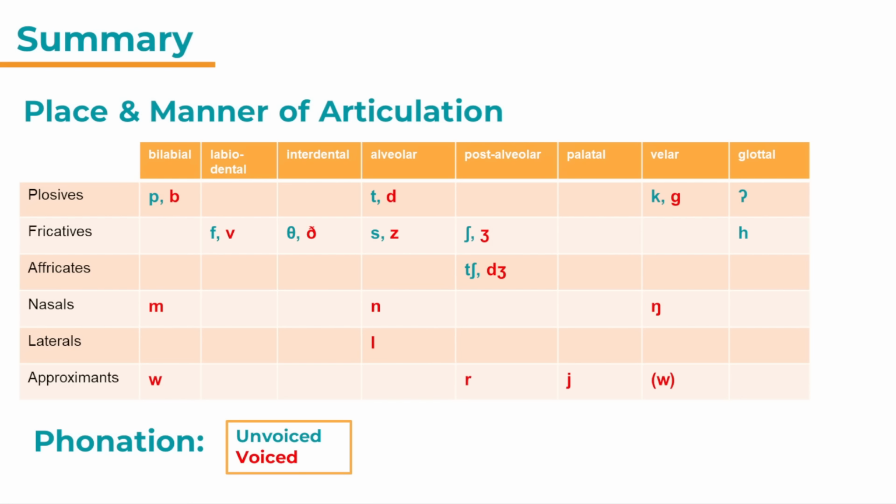Now you also see that the sounds are either red or green. Green means that this is an unvoiced sound and the vocal cords are not involved in the production. They stay open and don't vibrate. And then the red sounds are voiced, so the vocal cords vibrate, and those sounds are also quite a bit louder as a result.